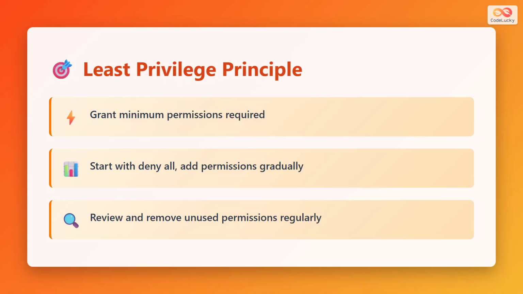The principle of least privilege is one of the most important security concepts in IAM. Grant users only the minimum permissions they absolutely need to perform their job functions. Start with a deny-all approach, then gradually add only the specific permissions required. This minimizes the potential damage if an account is compromised.